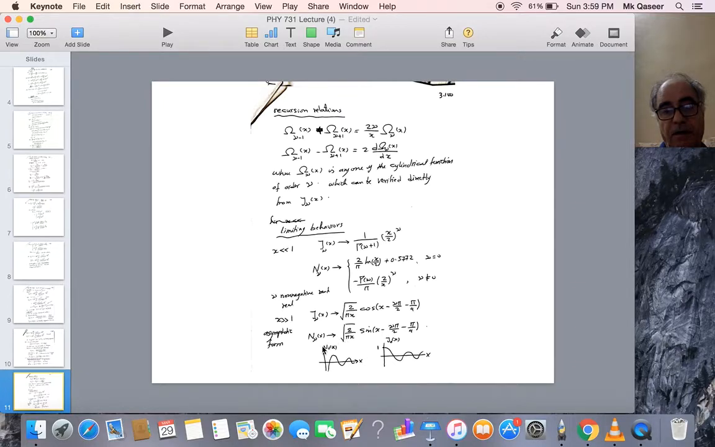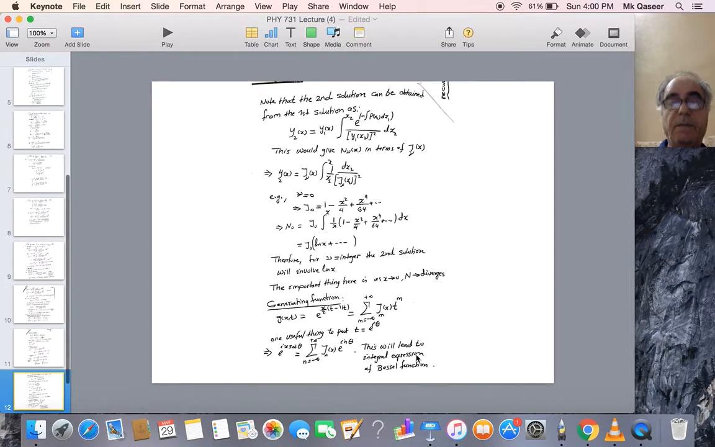Here I am showing n of 0 versus x. You see there are some roots for this n of 0. This is for j of 0. This is the first root, second root. We will see in the next lecture that these roots form a complete set.